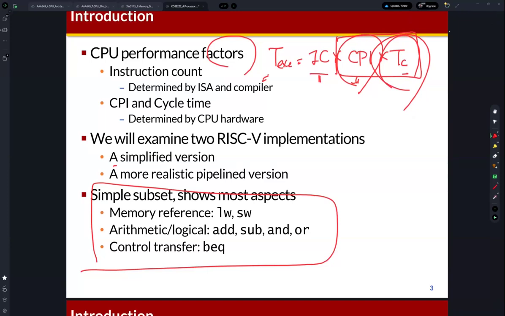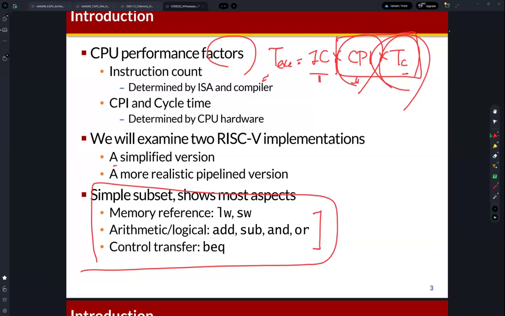As you can see, we will use the load and store instructions, load word and store word, and then some arithmetic and logic instructions like add, sub, and, or, and then the control instruction, the branch instruction, BEQ. So using these instructions, I will explain how a RISC-V processor is designed. But this is the simplified design.